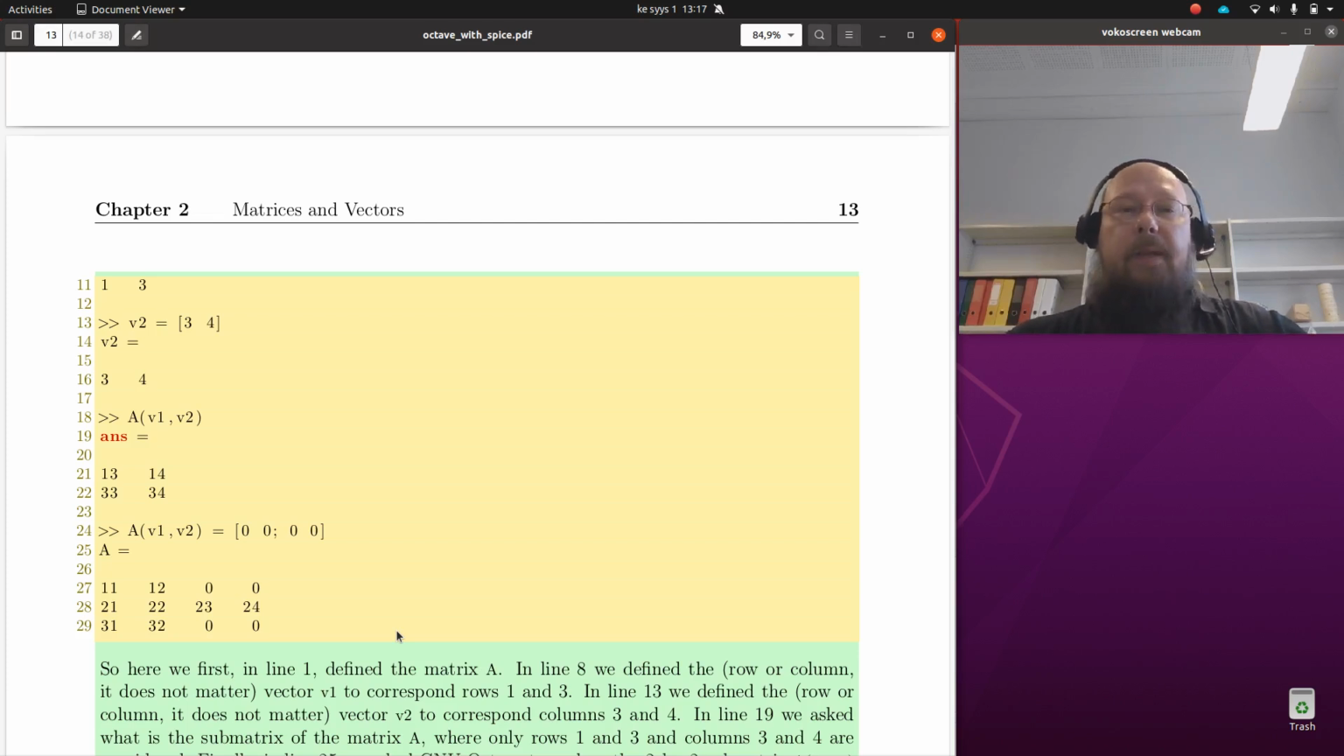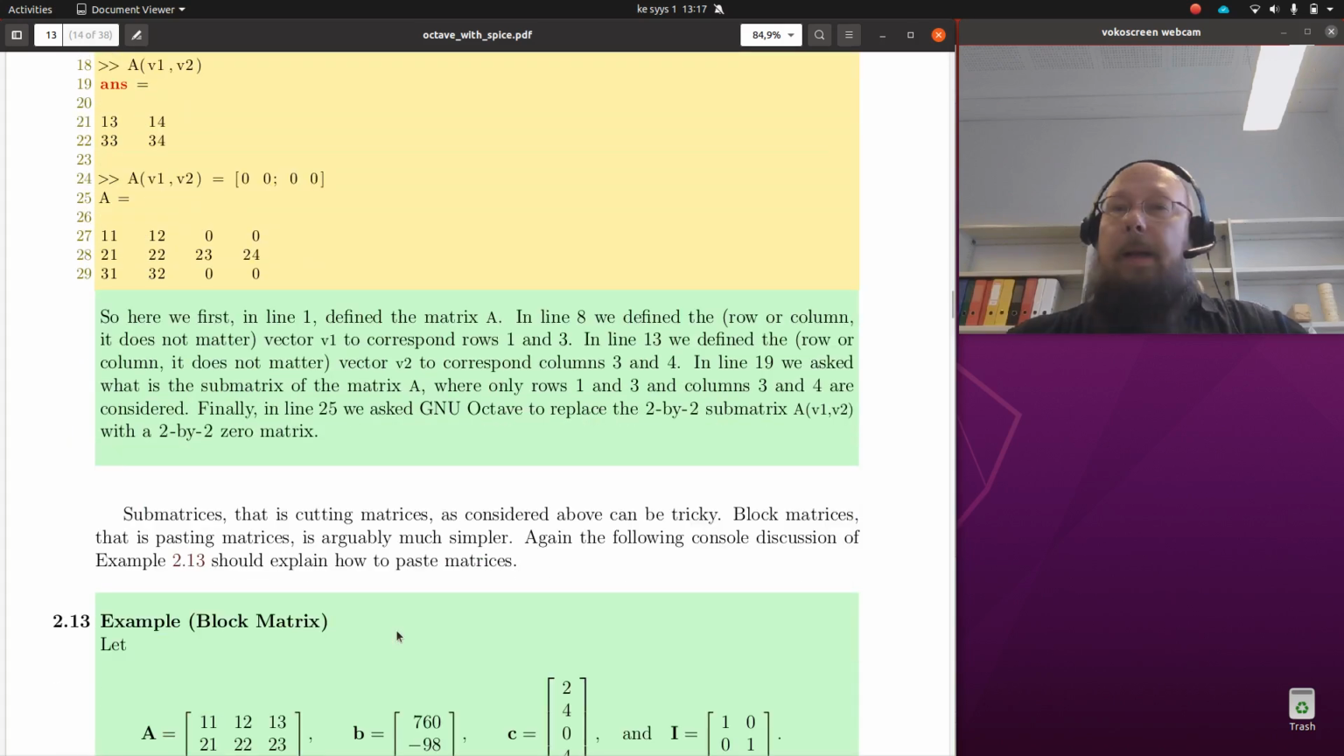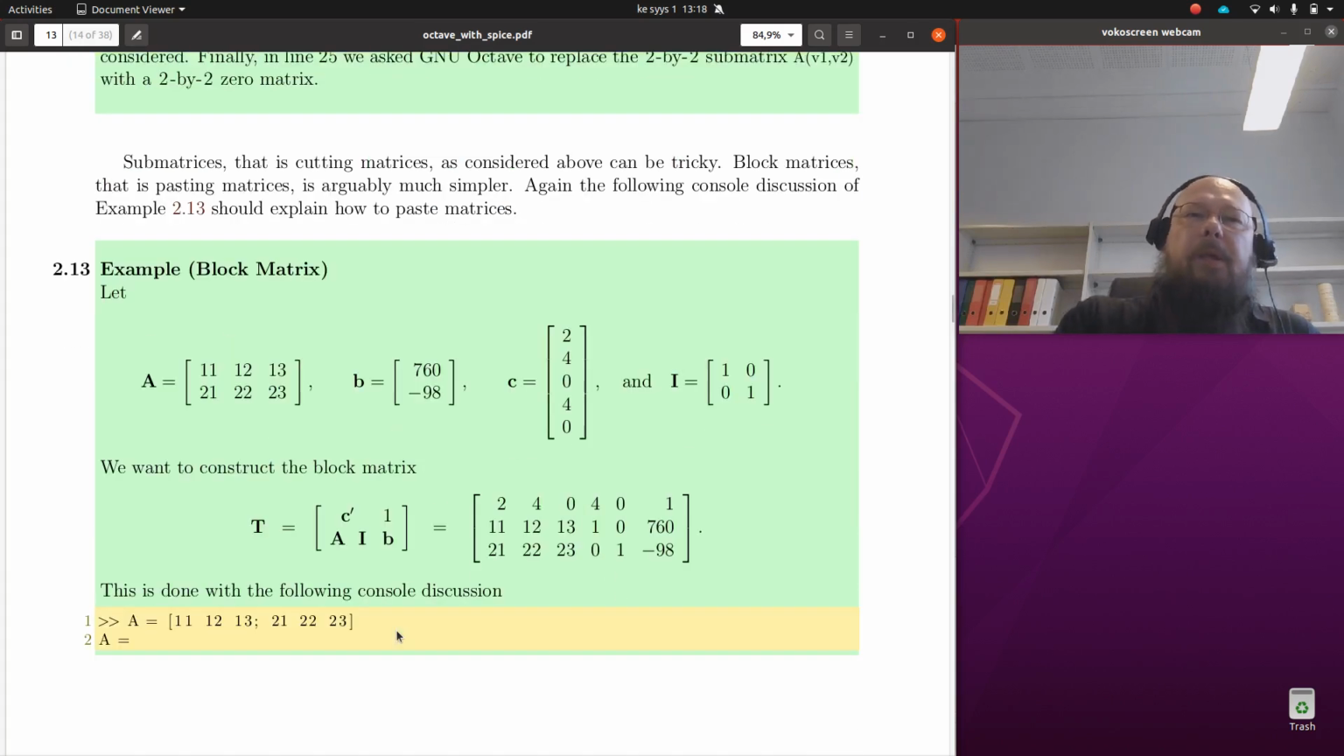So now you have seen how this works, and we have maybe a little bit of exercises on them, but later we shall see that this is useful. All right, so what happened was submatrices. That is, we were cutting matrices, taking rows and columns out of them, and as I said, it can become very quickly very complicated, very tricky.